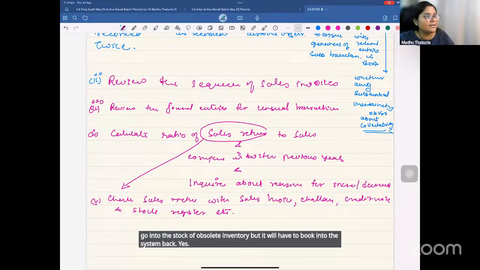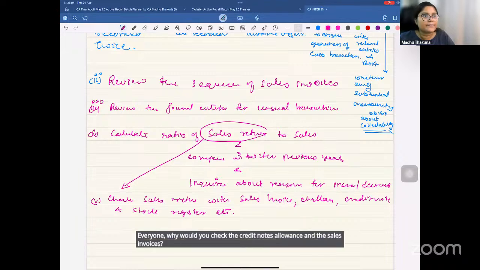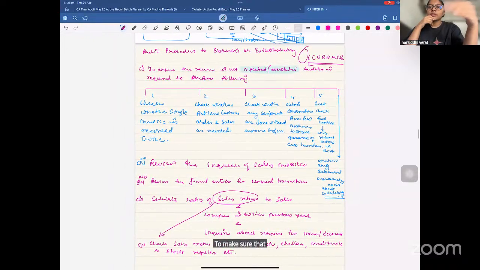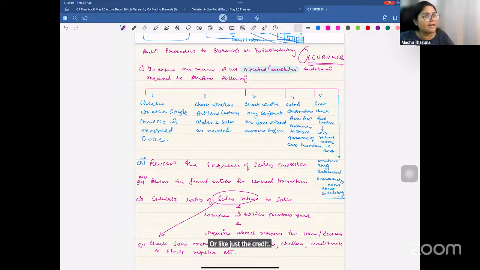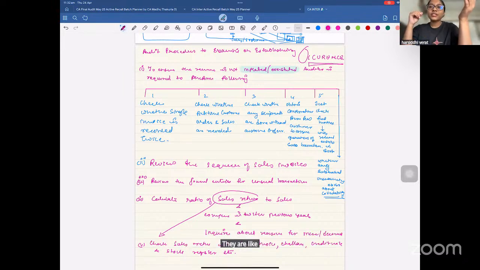Everyone, why would you check the credit note, challans, and the sales invoices? To make sure the customer gets the money back or the credit, and this is a valid sales return also. So you have to see that they have not done a sales return of any transaction for which the entity itself has not made any sales. Yes, like fake sales at the end of the year, and then April-May sales return.